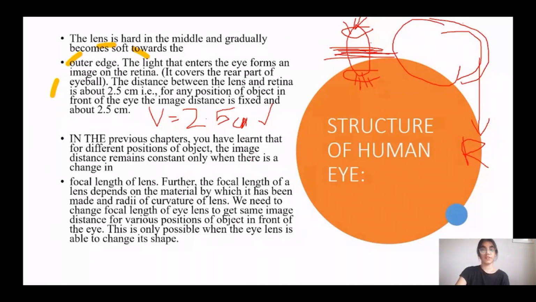So the focal length of a lens usually is dependent on the material by which it is made. So we need to change the focal length of the eye lens to get the same image distance for all the positions. So you keep changing U in front of the eye, you keep an object here, or you keep an object at an infinite distance, or you keep your object 2 kilometers away or 5 kilometers away. Image will always form at a distance of 2.5 centimeters from the lens on the retina. So this is only possible when you are changing the shape of the lens or the focal length. When the shape will change, radii will change, and hence focal length will vary.